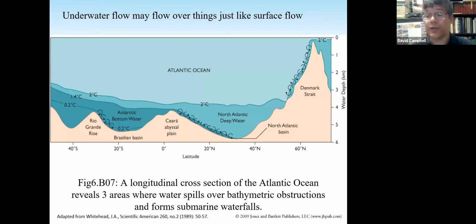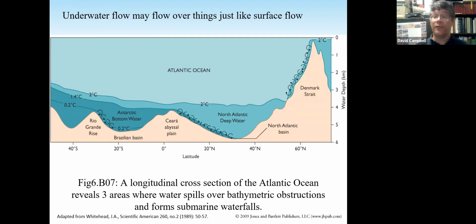Water flowing in currents deep under the ocean, we can't see it, but just like any other water flow, it will have similar types of properties. It can flow over things just as a river up on land can flow over a waterfall. Oceanographers like to claim that the biggest waterfall in the world is under the ocean along the Denmark Strait between Greenland and Iceland, along there.